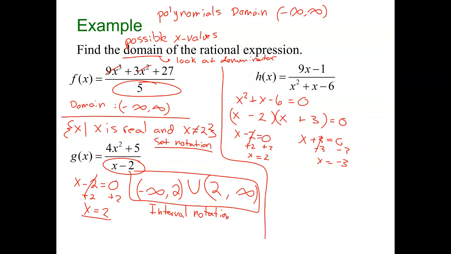Everything else is fine. So we're going to use that same notation that we did down here, except I'm going to add in another union. So I'm going to have 3 sets of parentheses, because now I have an extra value that I have to skip over. I have to skip over negative 3, and I have to skip over 2. Okay? So it's going to be a little bit longer.